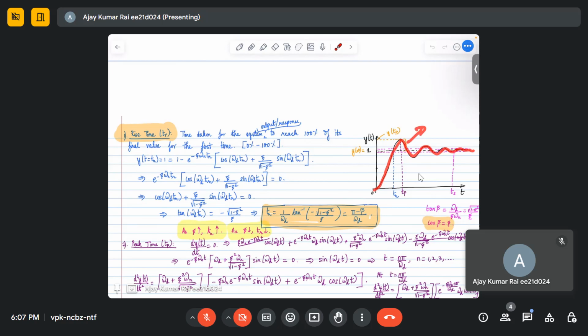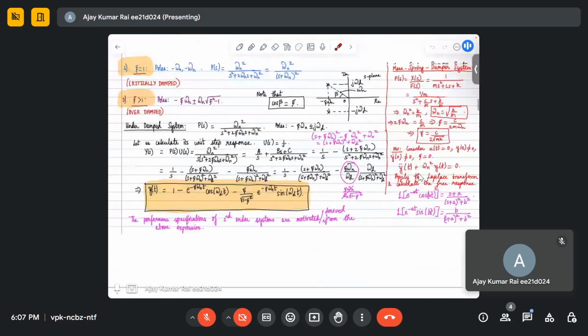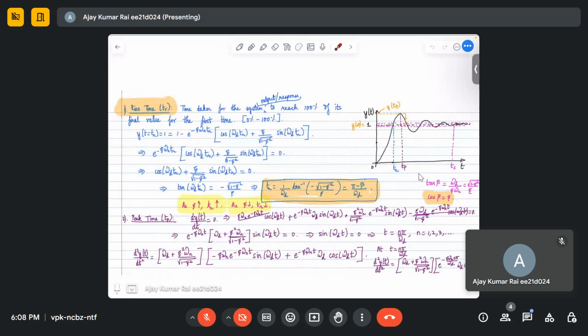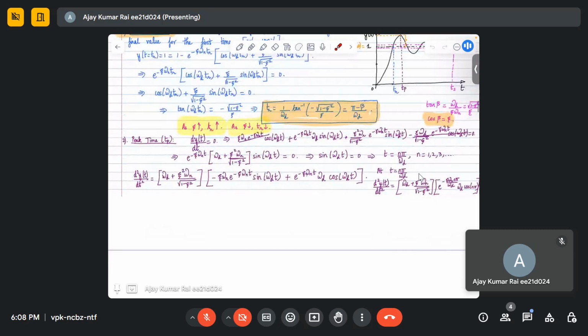This is an underdamped system, because of this oscillation. We have defined some performance specifications for the underdamped system. First is the rise time. Rise time is the time duration when it reaches 100% of its output. So that duration, and you have to remember this.